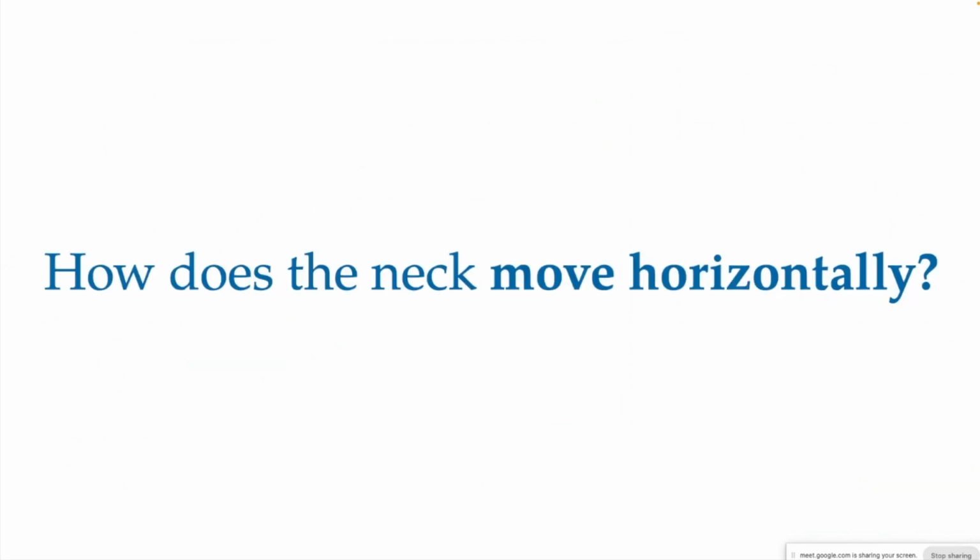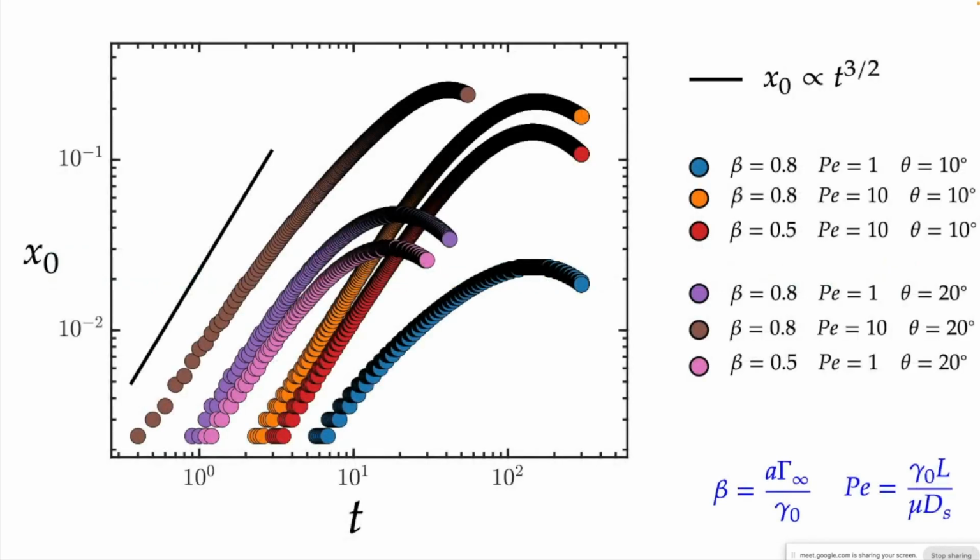Next, we talked about this vertical movement. Now we talk about the horizontal movement, which I characterize by x naught. So this is x naught versus t. Unlike the last time, there are two significant observations. First, it follows a t to the 3/2 law, which we don't yet understand. And the other is that if we vary beta, Peclet and theta, it's all over the place. So it basically means that it has a dependence on your beta and Peclet.